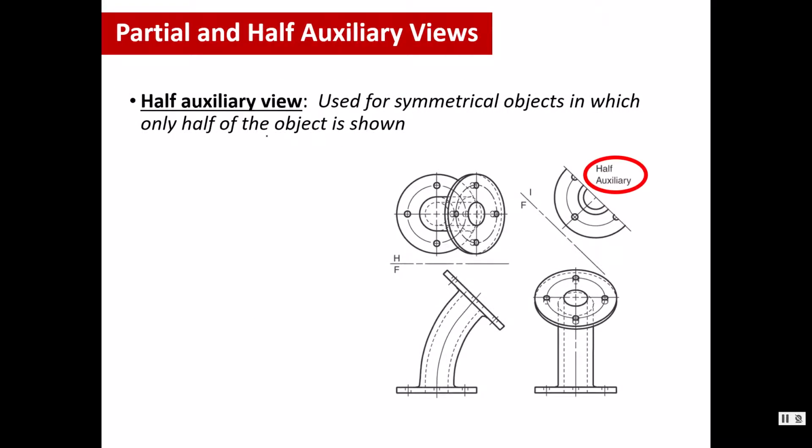Okay, and beside that we have also a half auxiliary view, normally for symmetrical object in which only half of the object is shown. Sometimes we don't have to draw the full because the information is just the same, so half of it should be enough. So that's why some of the drawing they just provide half auxiliary view.